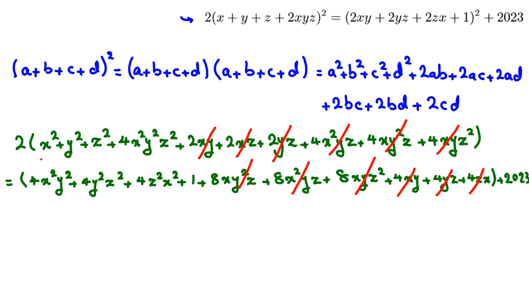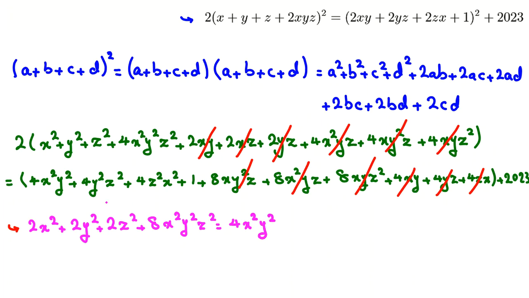And then let's consider the other common terms. Here we have 2x squared plus 2y squared plus 2z squared plus 2 times 4, 8x squared y squared z squared, equal to 4x squared y squared plus 4y squared z squared plus 4z squared x squared, and plus 1 plus 2023. So it will be plus 2024. Okay.